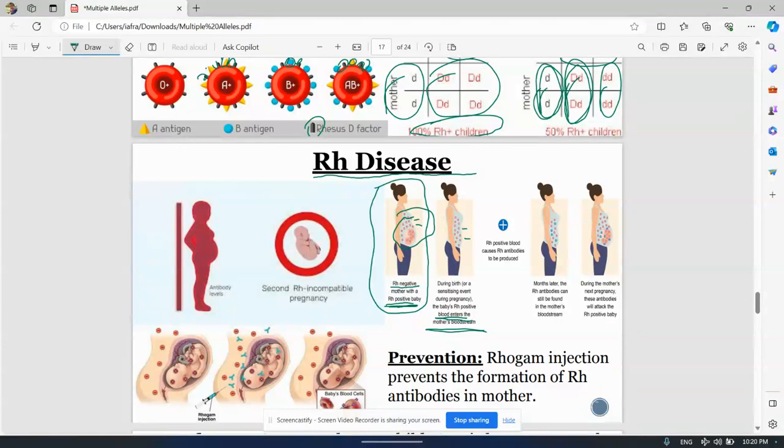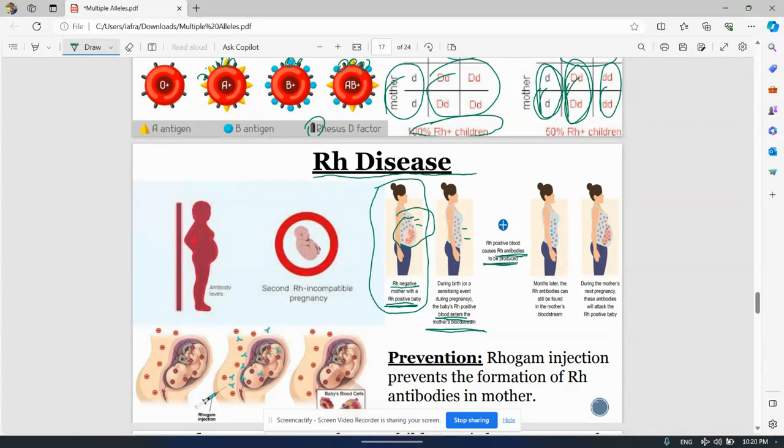So those special cells, those special components, I should say, parts that are being produced by the mother are called Rh antibodies. And basically the Rh antibodies are going to destroy the Rh positive proteins. So that sounds like bad news, right? So for the first baby, it's okay. For the first baby that's Rh positive in there, it's going to cause the mom to produce these Rh antibodies.